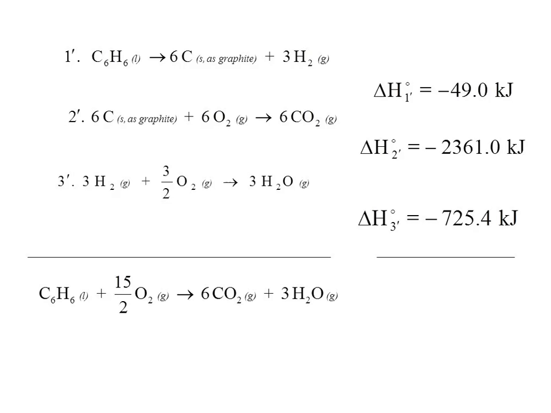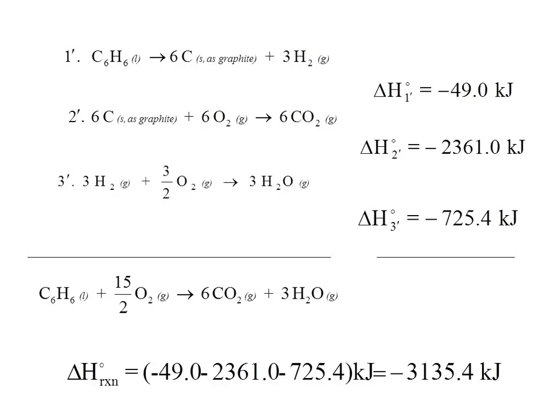Now you need to be really careful. It's easy to lose a negative sign and then you don't get the right answer. But if you go ahead and sum those 3 exothermic heats of reaction, you'll end up with a whopping negative 3,135.4 kilojoules.